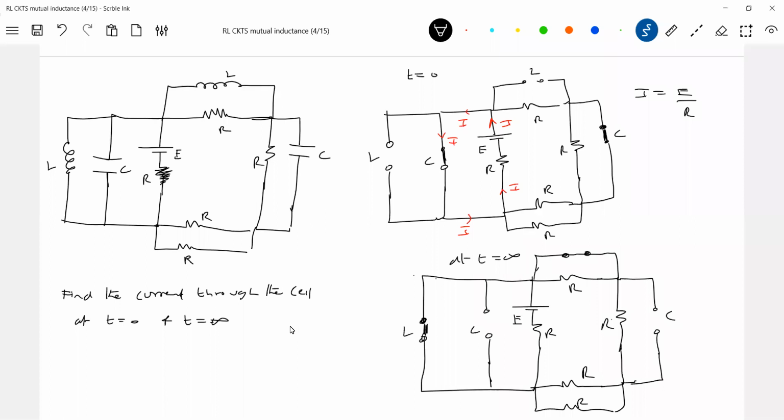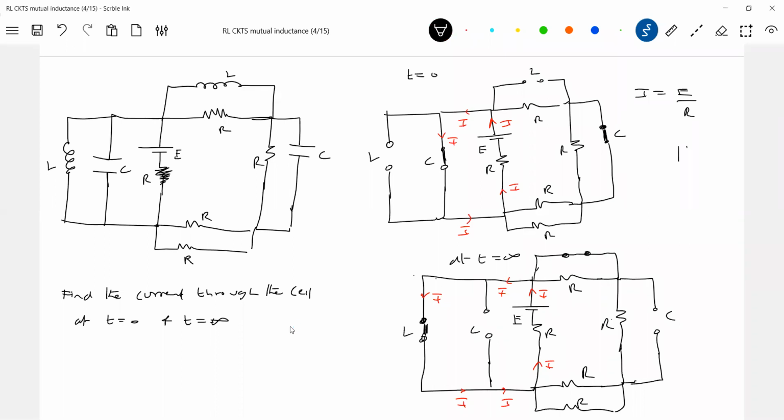So again, the same problem. All the current will take the low resistance path. There's a low resistance path available, so no current will flow in the remaining ones. This resistor will be shorted. This will be open. R by 2, 3R by 2 will come here. So I'll draw the circuit.